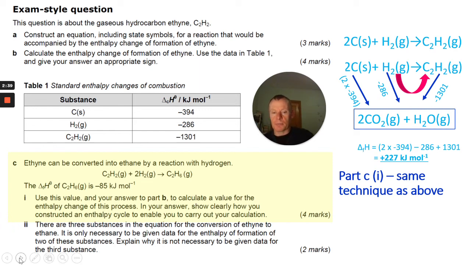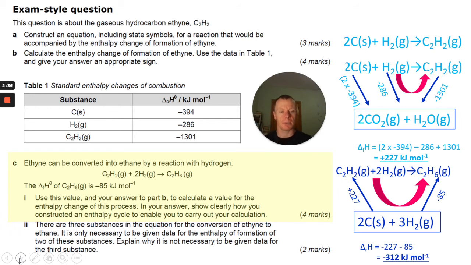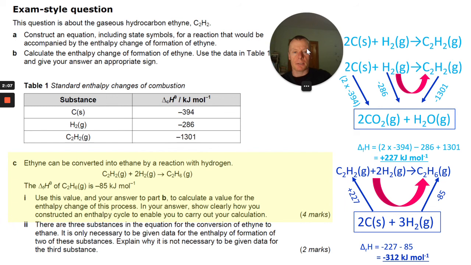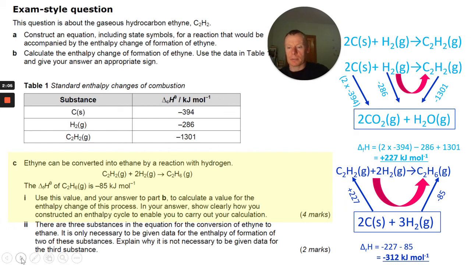So if we put that reaction in and do another enthalpy cycle, this time we're going against the direction of the formation of ethine. So my pink arrow is going down, but the blue arrow with plus 227 next to it is going up. So that means I put minus 227 into my calculation, but I'm going in the same direction as the arrow on the right-hand side, so I keep 85 as a negative value. So minus 227 minus 85 gives me minus 312. So I'll just put that up there and we'll quickly go on to the next one.